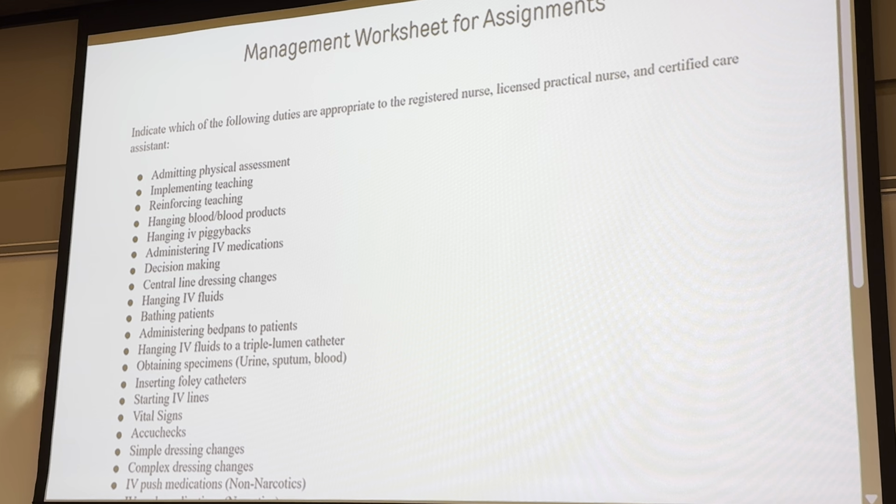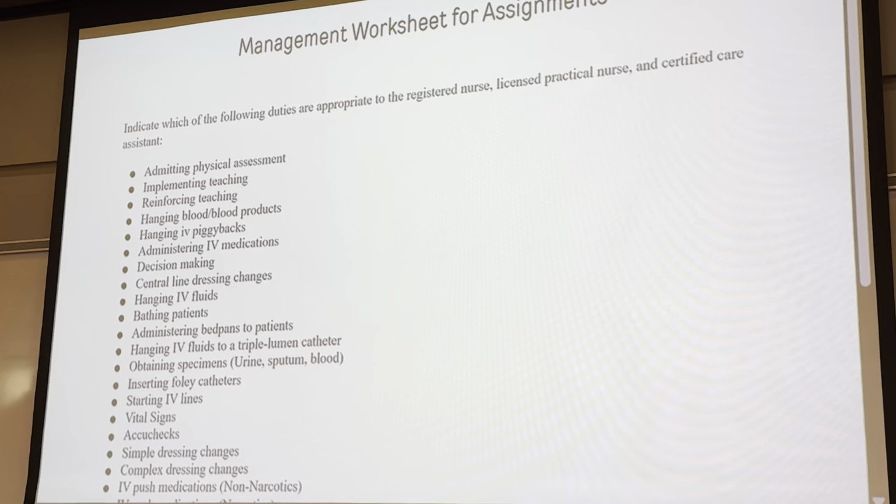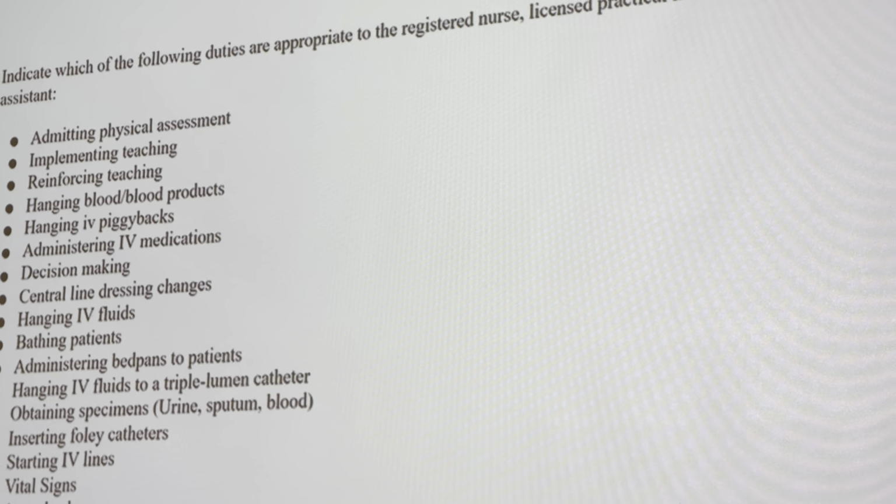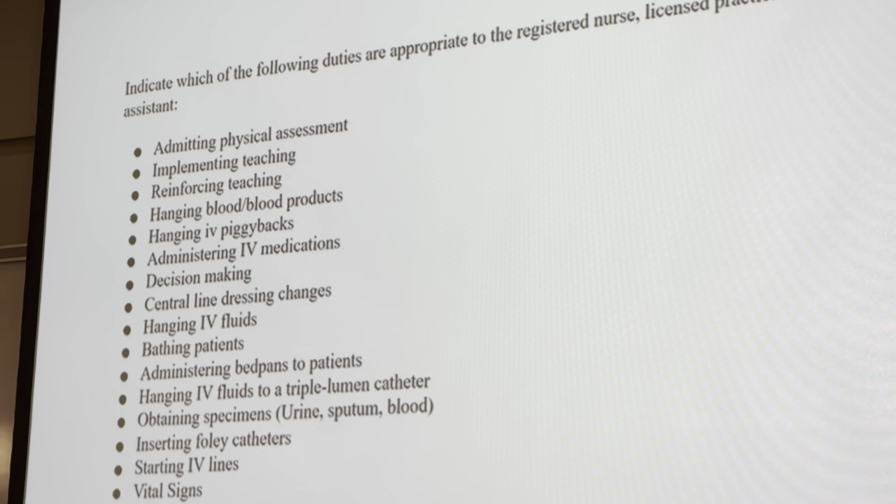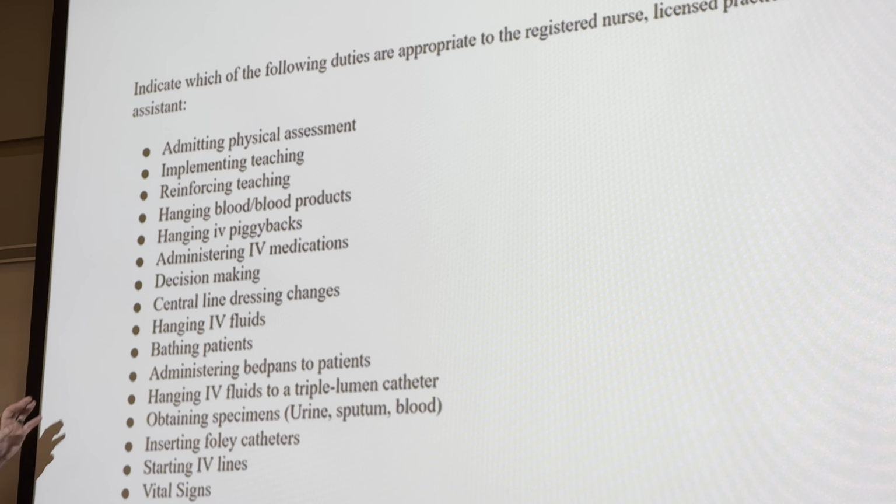Implementing teaching, RN. Good. Why? Because it's initial teaching. It's the initial, right? Implementing, starting out, initiates. Remember, initiating is important. Okay? Reinforcing teaching, LPN. RN can do it too though, right? Right. Okay, but I can delegate that to the LPN because the initiation of it has already been done.